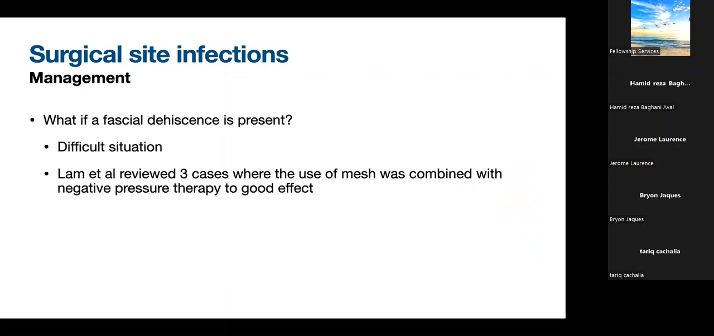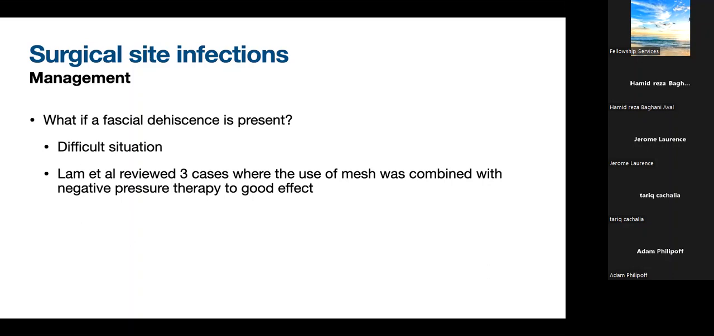If there's a fascial dehiscence present at the time of finding an infected wound, it becomes a more difficult situation. There were a few case reports written recently about the use of a non-absorbable mesh in the setting of an infected wound with early negative pressure therapy, which found that there was good healing and no complications or prolonged wound infection, and good abdominal closure. But again, I think this is another interesting area in patients with a high risk of fascial dehiscence and herniation, on immunosuppression.